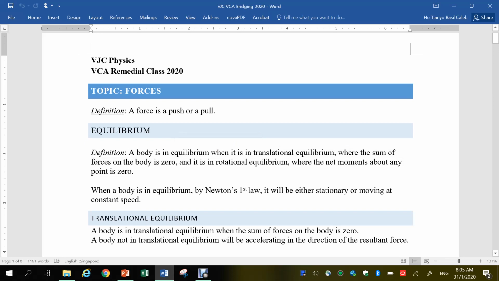A second condition for a body to be in equilibrium is that it must also be in rotational equilibrium. What does this mean? It means that the net moments about any point is zero. One more time in total: a body is in equilibrium when it's in translational equilibrium, where the sum of the forces on the body is zero, and when it's in rotational equilibrium, where the net moments about any point is zero. We'll talk more about translational and rotational equilibrium in the rest of this lesson.